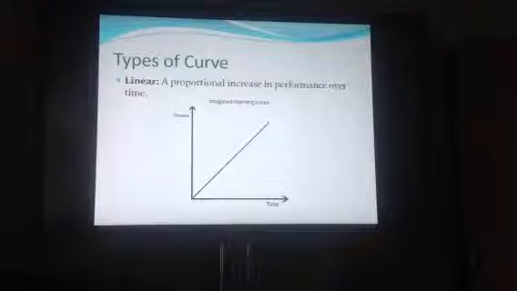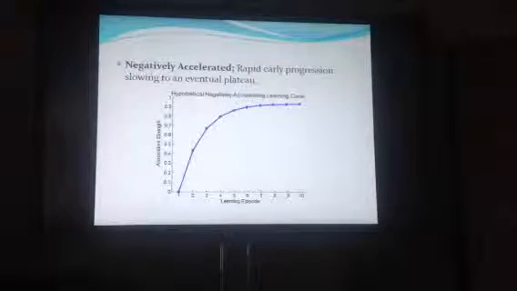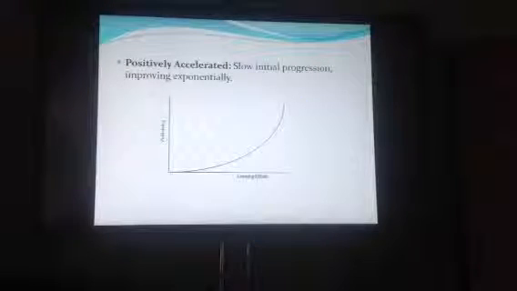So onto the types of learning curves. So you have linear, so it's essentially a proportional increase in performance over time, as we can see from the graph. Negatively accelerated graph is where you have rapid early progression, and eventually you'll slow to a plateau or slower progression, minimal progression.